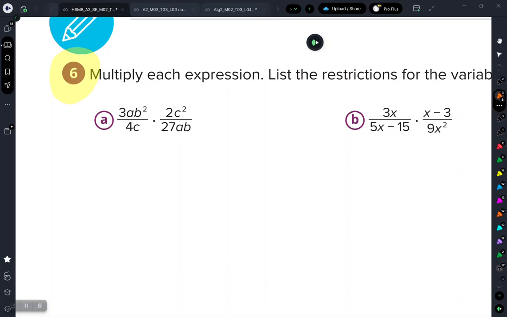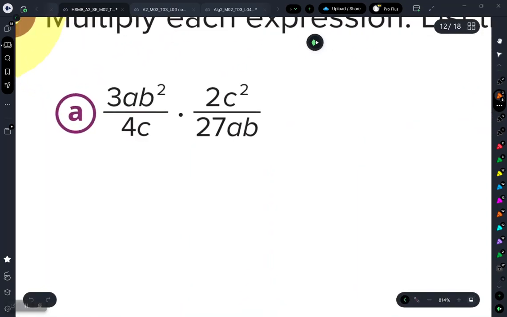So let's see what we have here. We have numbers, we have variables, specifically we have A's, we have B's, we have C's. There's a bunch of stuff here that's going to cancel. First of all, I see the A's. There's an A here and an A here. They are one on the top, one on the bottom. We can just cancel them.